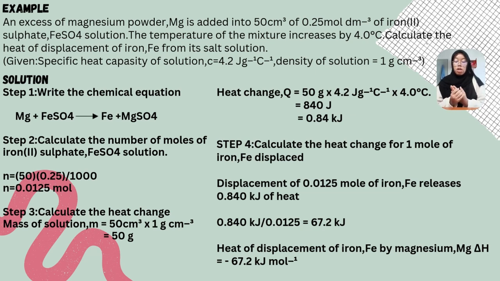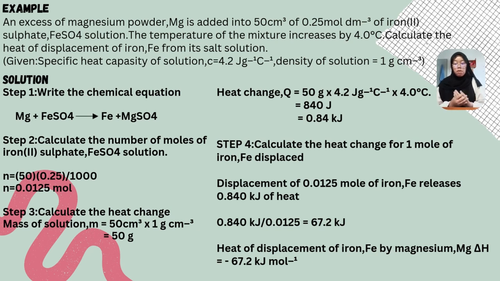From the question, we know the molarity of iron sulfate is 0.25 mol dm^-3 and the volume of the iron sulfate is 50 cm^3. So 50 times 0.25 over 1000, we got the answer n equals 0.0125 mole.